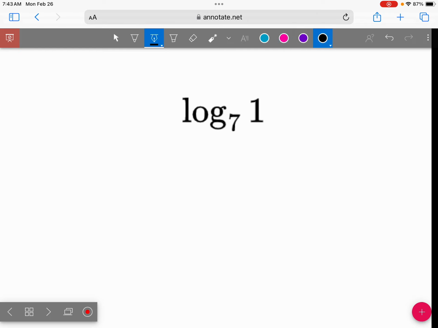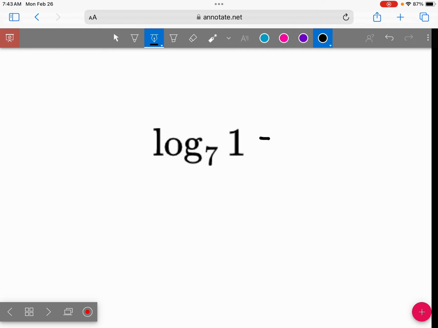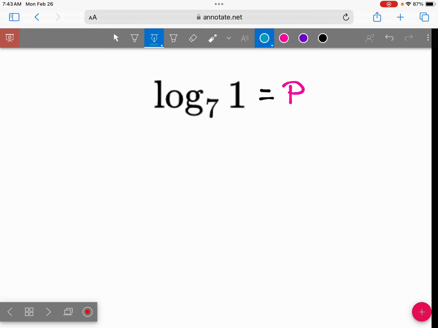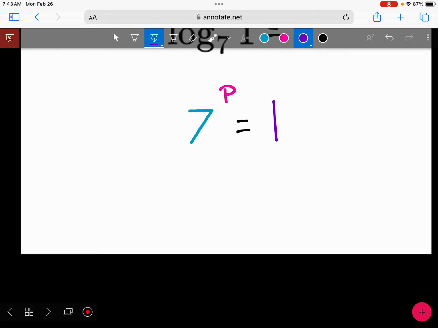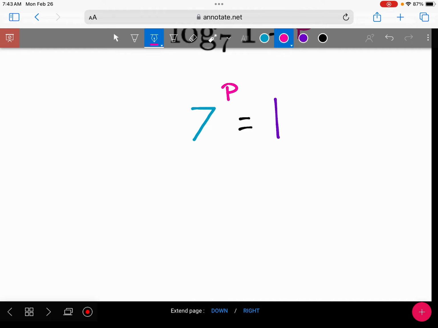And then our very last one over here, again, we want to figure out what power this is going to equal, what the exponent has to be here. So when we switch it around, we get 7 to some power equals 1. What does that power have to be? 0. The P has to equal 0.